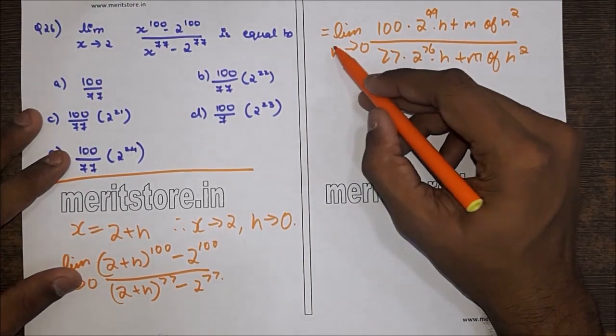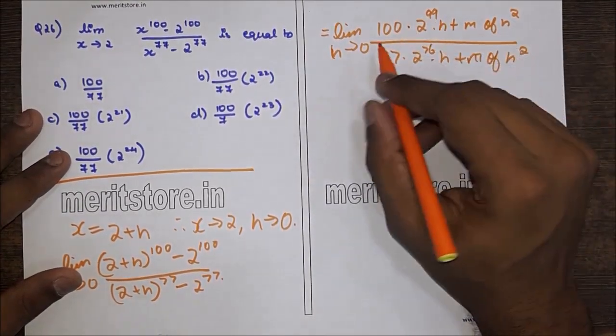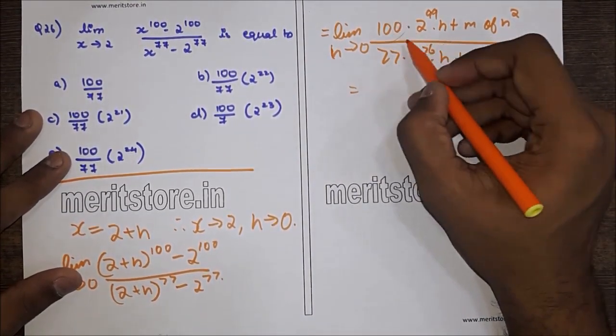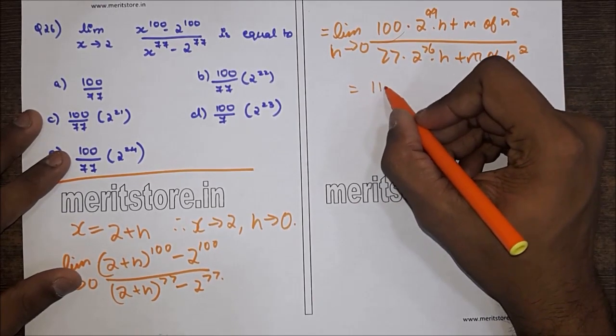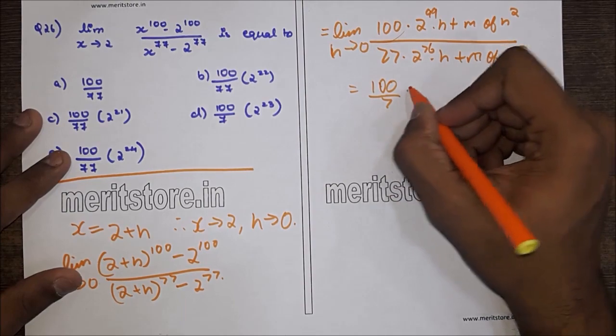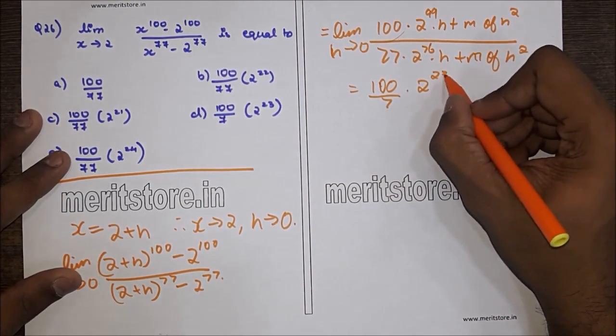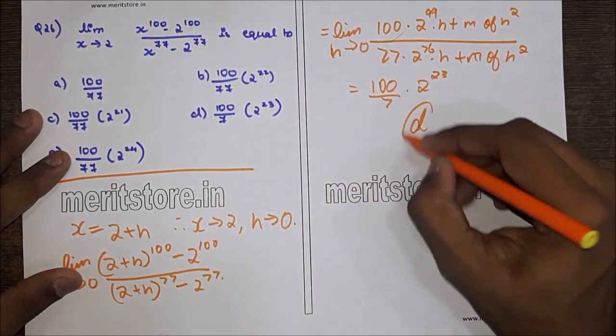Applying the limit of h tends to 0, here we will have only the terms which don't depend on h coming out as constants, leaving 100 by 7 into 2 raised to 23, which is option D.